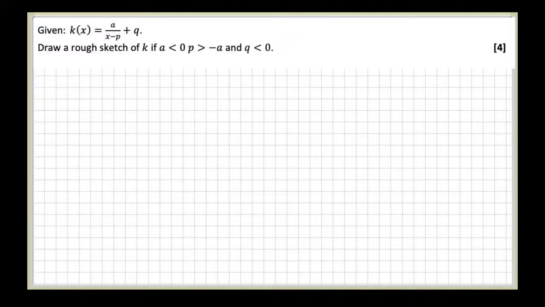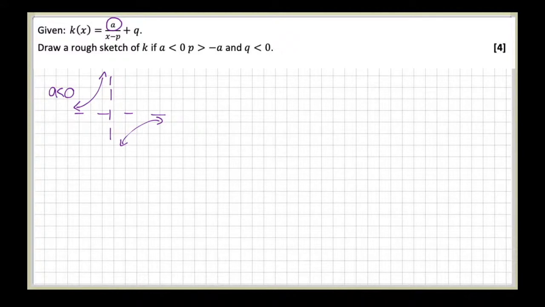Okay, great. Let's quickly stop there. If a is smaller than 0, let's start there. Oh, I love these questions. I just have to say I get excited about that. If a is smaller than 0, I know my graph lies in quadrants 2 and 4. Okay, that I know.